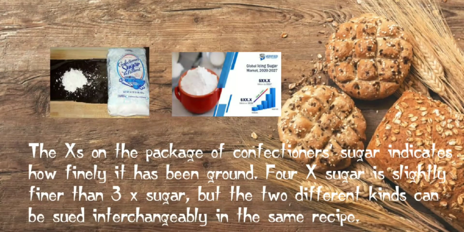XXXX confectioner's sugar. The X or XXX that appears on the package of confectioner's sugar indicates how finely it has been ground. 4X sugar is slightly finer than 3X sugar, but the two different kinds can be used interchangeably in the same recipe.